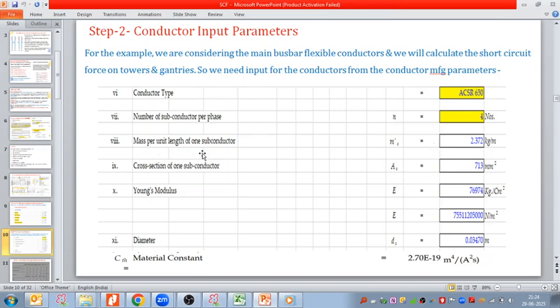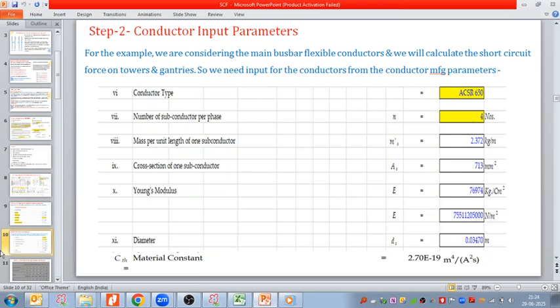So mass per unit length of the conductors, the cross-section area of the conductor, the Young modulus of the conductor, this one in kg/cm², then converted into Newton per meter squared, and then the diameter of the conductor, and then the material constant. All this I have taken from the conductor supplier. This 2 is my choice. Like that, this is a different conductor that we do not use in India.